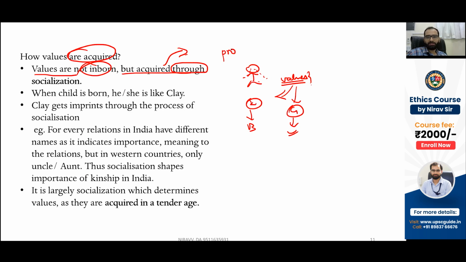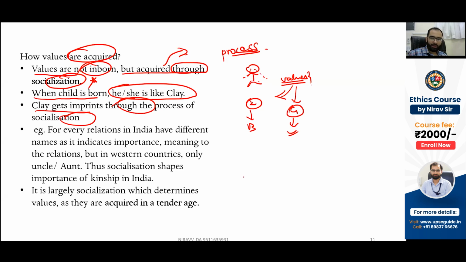There is a process. This process is called socialization. When a child is born, he or she is just like a clay. Yes or no? Are you understanding this? And then clay gets the imprint through the process of socialization.